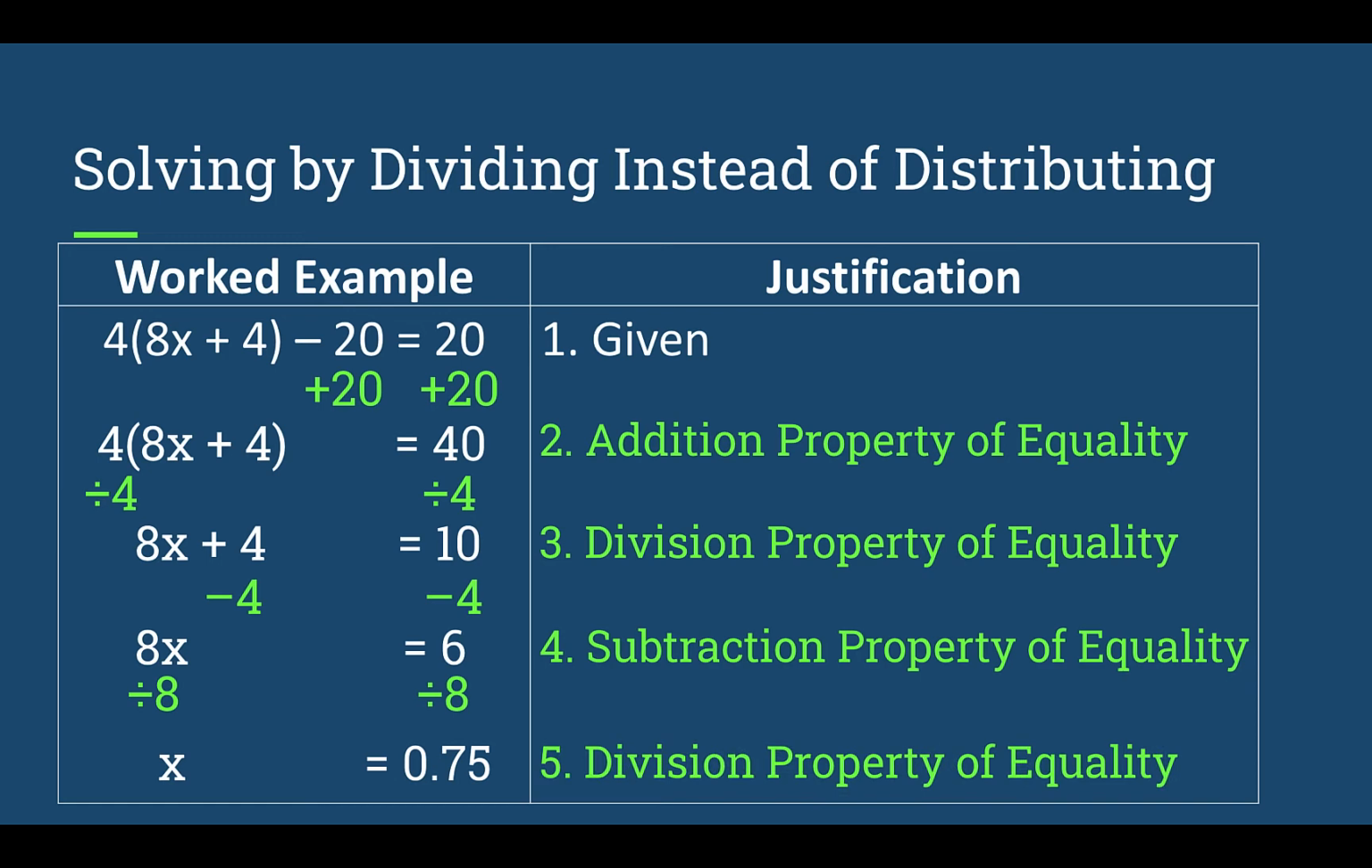Some instances it might be easier to distribute and solve, and some instances it might be easier to divide. Okay, you have options. Both work. You just have to know the process to do it, and you might have to test out and see which one works easier for you.